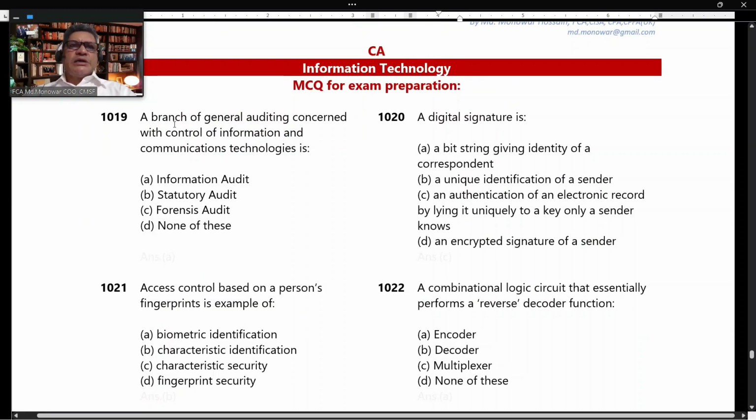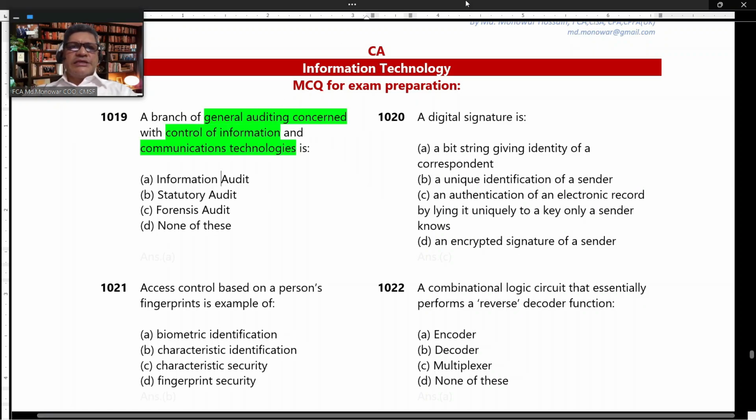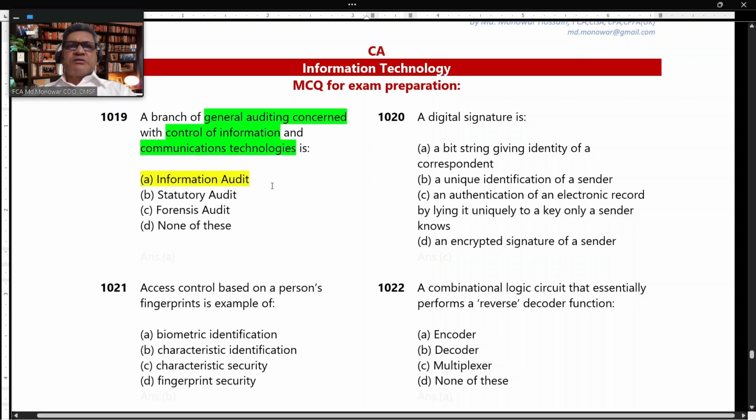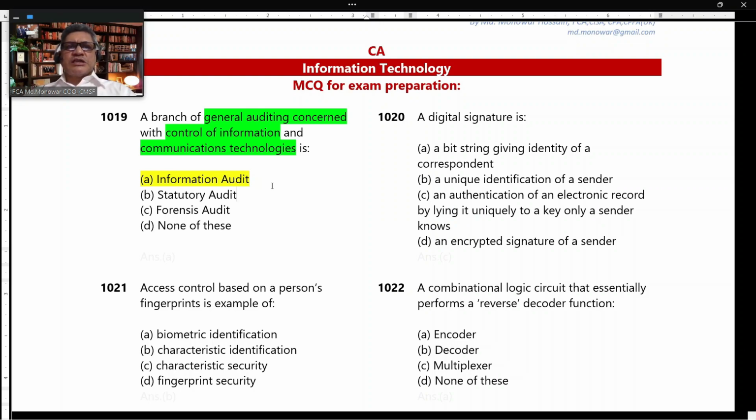Answer C. A branch of general auditing concerned with control of information and communication technologies is information audit. So information audit is a branch of general auditing concerned with control of information and communication technologies. Your answer is A, information audit.